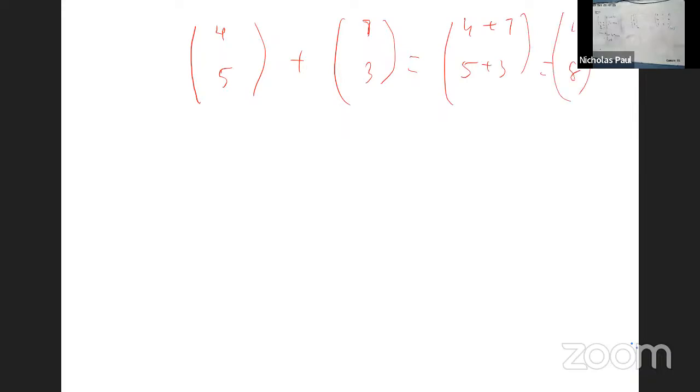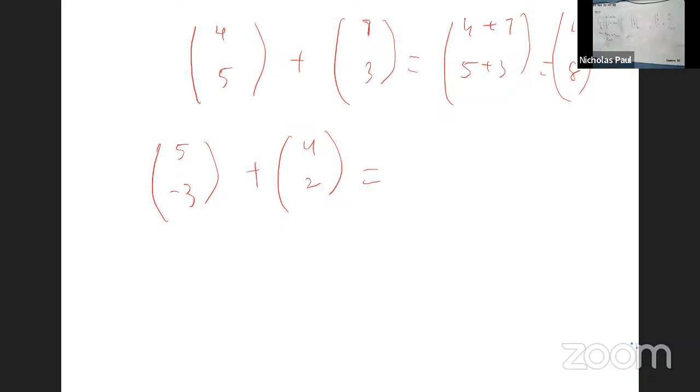If I give you 4, 5, and you have 7, 3, to add those matrices is simply add the 4 and the 7, add the 5 and the 3. So you're going to get 11, 8. Okay? So try one for me now, please. 5, minus 3, plus 4, 2. Try that, please. 4, minus 3, plus 4, 2. Add those two matrices.